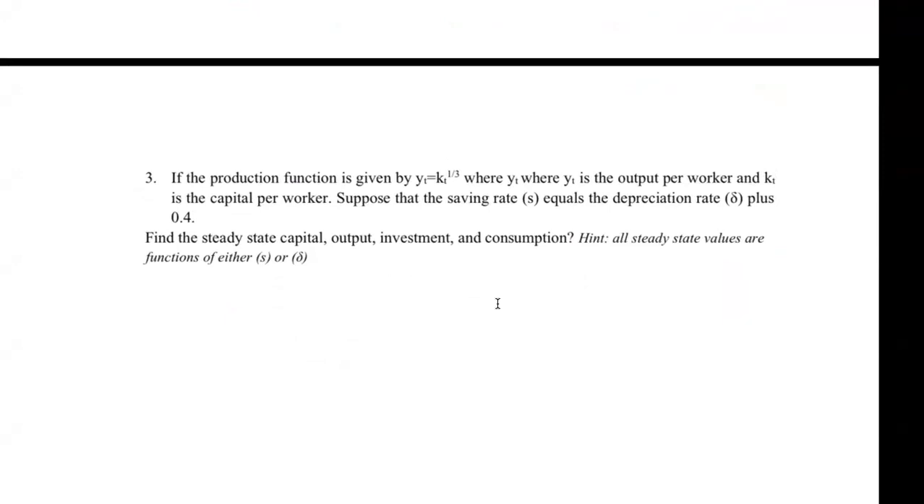If the production function is given, now you have the production function here, where y_t is the output per worker, k_t is the capital per worker, and the saving rate and the depreciation rate are here. It means that S equals delta plus 0.4. Okay, and remember we still need to get the steady state of capital, output, investment, consumption.